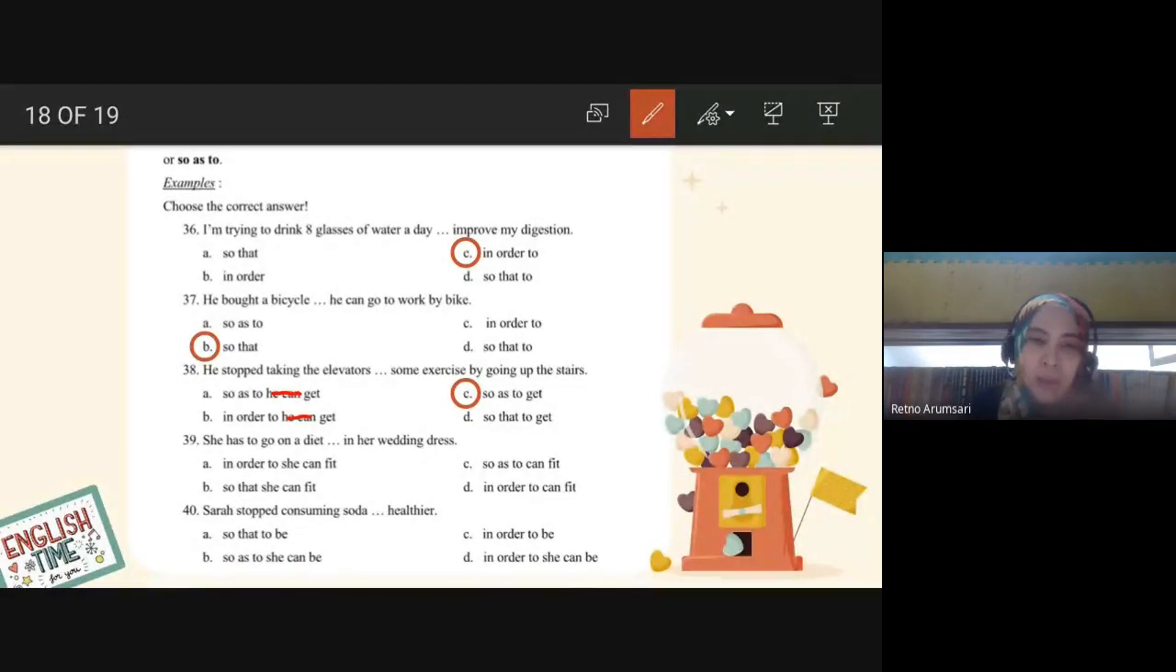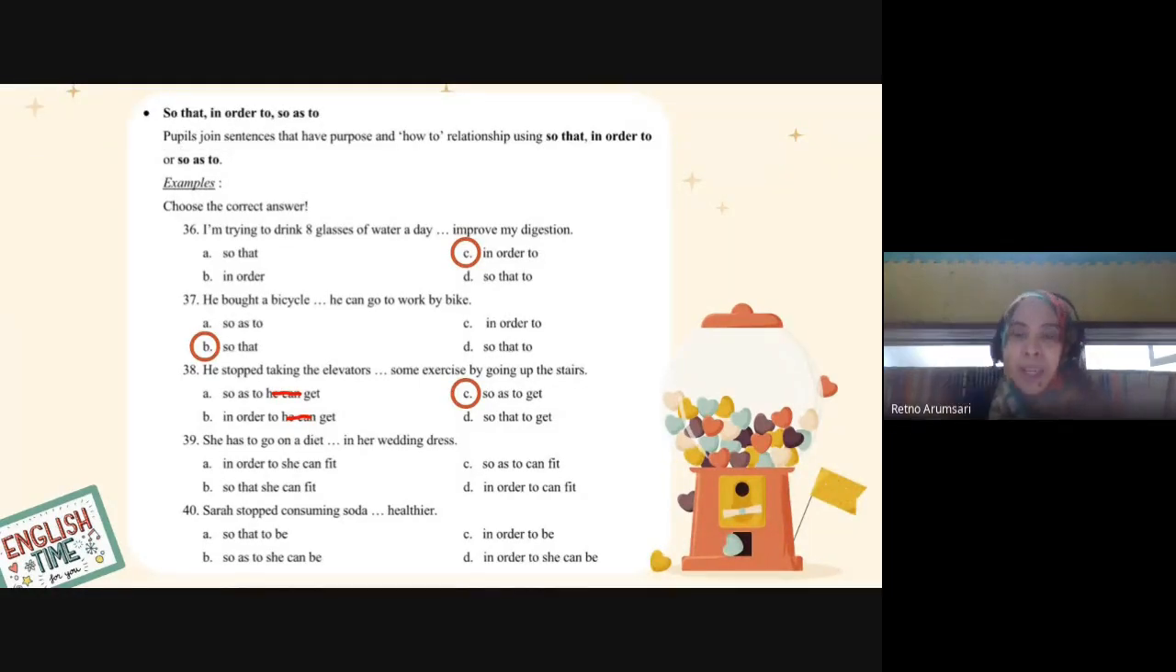Why is D wrong? D is wrong because after "so that," you have to say the full sentence of the second sentence. So you have to start with "so that he can get some exercise," like that. Okay, 6E. Now let's go to Chesta. Thank you, Quinza.